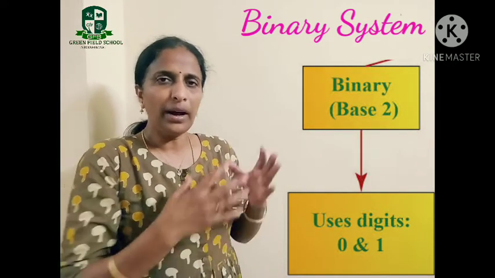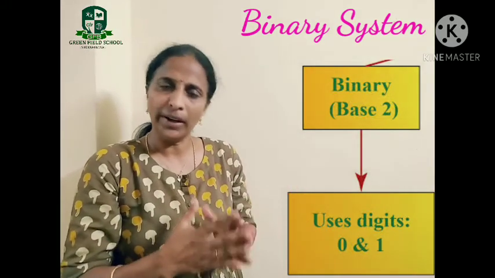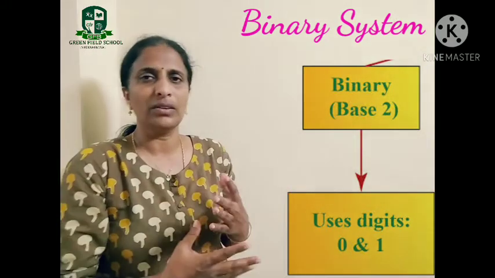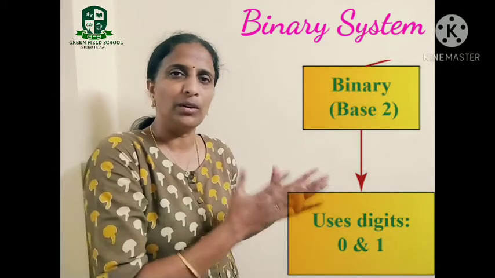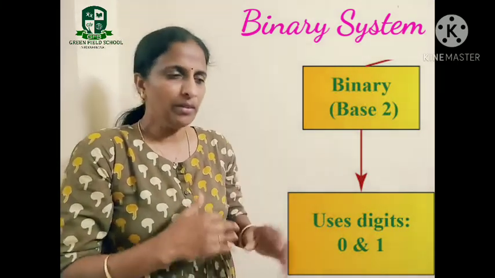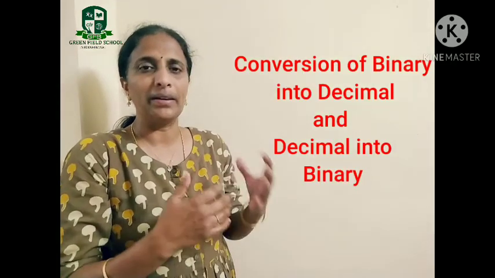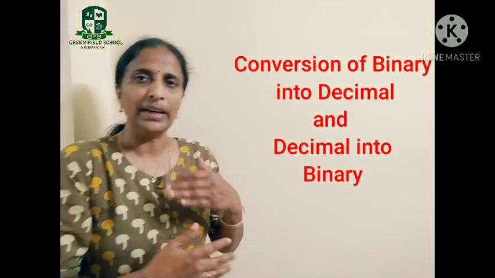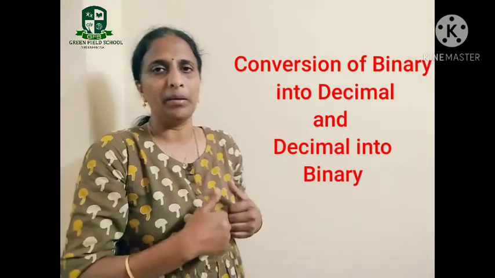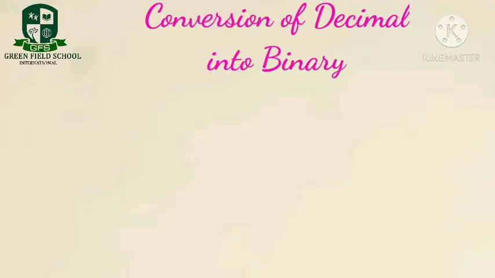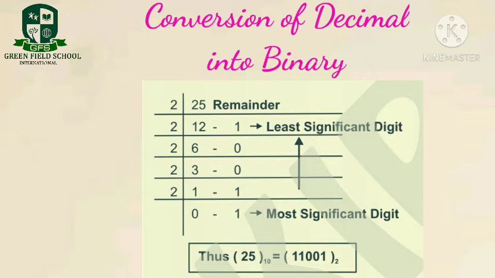A computer can understand only the binary language, right? So any number or any instruction we give to the computer will be converted into binary language. We can convert a binary number into a decimal number, or a decimal number into a binary number. Let us see how to convert a decimal number into binary. I am taking the number 25. I divide the given decimal number by the base 2, write down the remainder, and divide the quotient again by 2. Then repeat the same step till you get the quotient as 0.